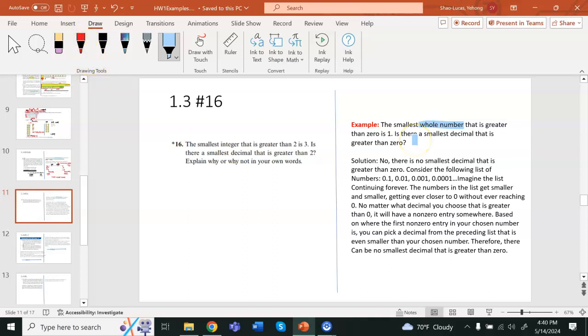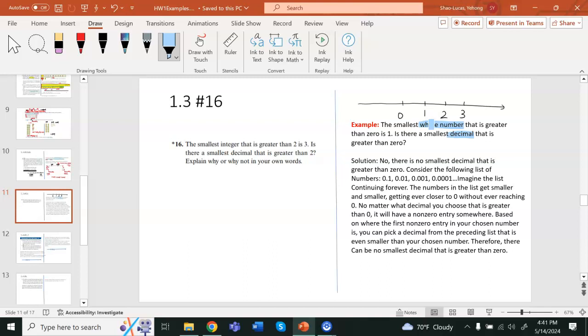And is there a smallest decimal that is greater than 0? When you look at the number line, you don't have to draw it, but the number line will help you understand the question. Let's put a 0 here on the number line, and then we put the whole numbers first: 0, 1, 2, and 3. Notice that all the numbers to the right of 0 are bigger than 0. So 1 is bigger than 0, 2 is bigger than 0, and so on.